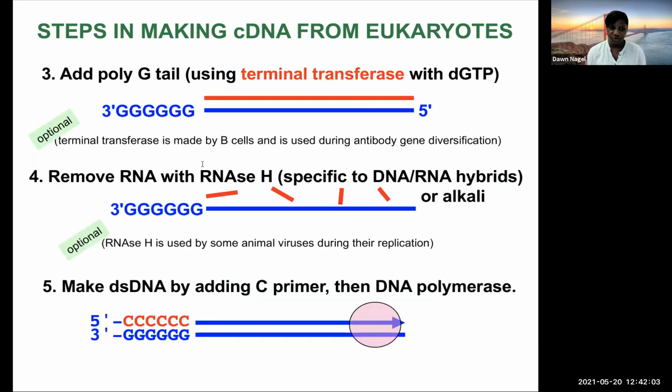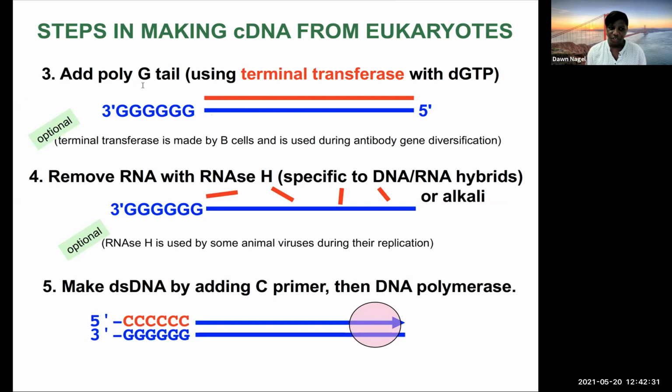So once you have this hybrid, then what you need to do is to synthesize the second strand of the cDNA, right? So you have the double-stranded DNA molecule. Depending on the application, you could choose to add a string of G's at the end of the primers.